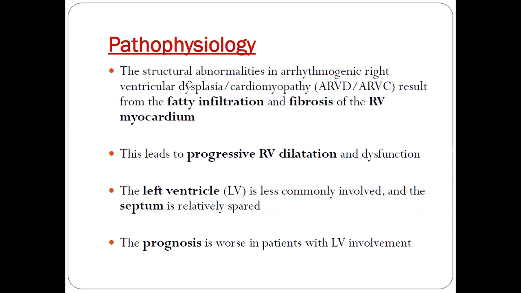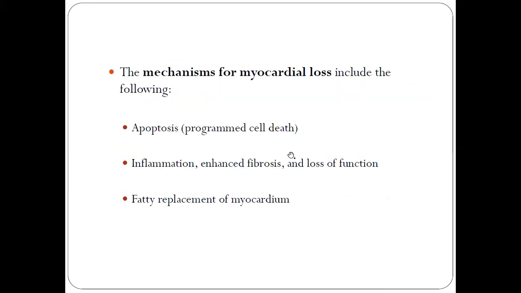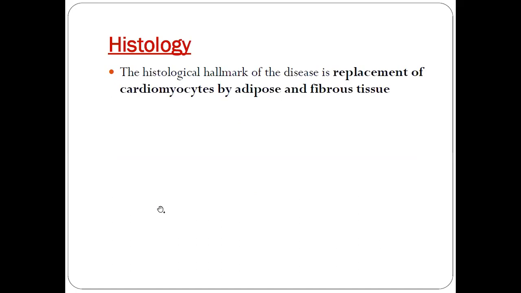What is the pathophysiology? As we already discussed, there is fatty infiltration and fibrosis of the right ventricular myocardium. This leads to progressive RV dilatation and dysfunction. The left ventricle is less commonly involved and the septum is relatively spared. The prognosis is worse when there is left ventricular involvement. The mechanisms for myocardial loss include apoptosis, inflammation, and enhanced fibrosis, leading to loss of myocardial function and fatty replacement of the myocardium.